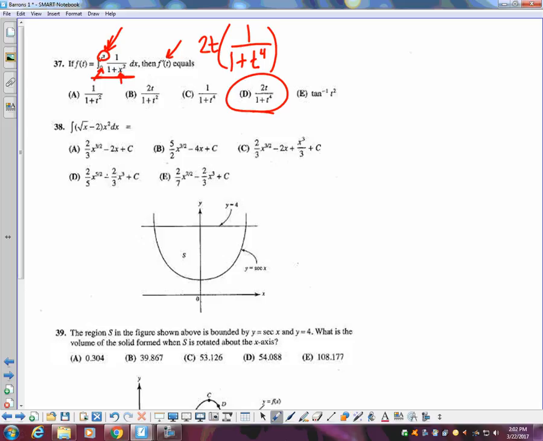So again, you're given the integral and you want the derivative. So what you're doing is you're taking the derivative of the integral. So you just take this top number, plug it into your x, but then don't forget to multiply by the derivative of that top number. Super, super easy. Okay, the next one we're doing is number 38.